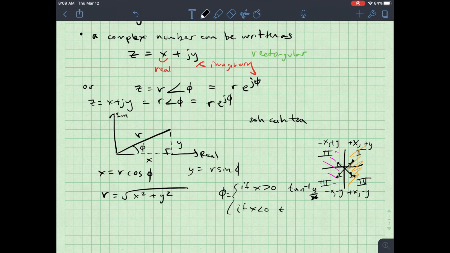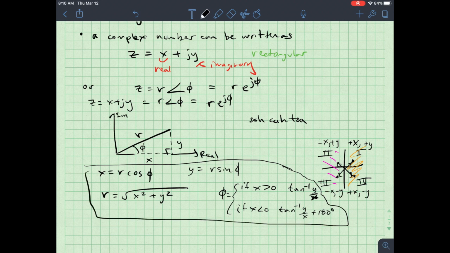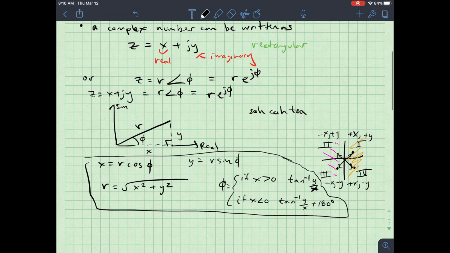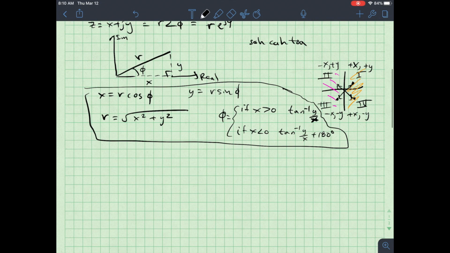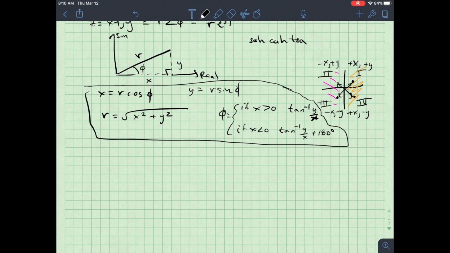So if x is less than 0, how I'm going to handle it is I'm going to say that phi is the inverse tangent of y over x plus 180 degrees. And then I'm done, and I have good conversions. So normally I would try to box this up. I can't do that very neatly because I didn't plan very well, but we're going to go ahead and work with that. So what we need to practice today is understanding how we might do operations with these numbers.